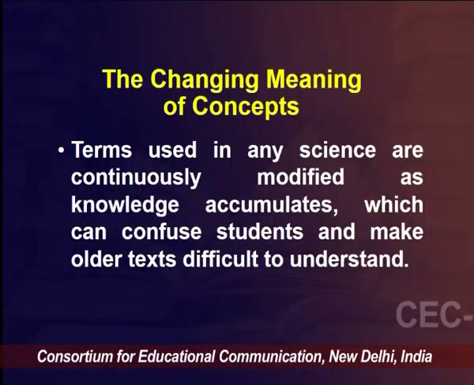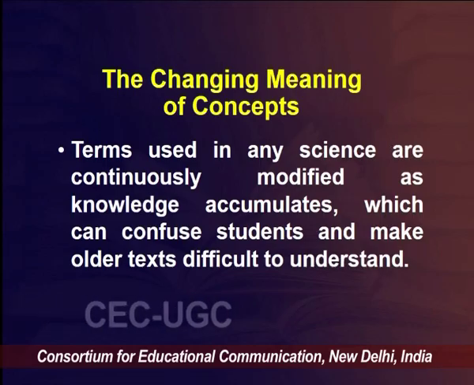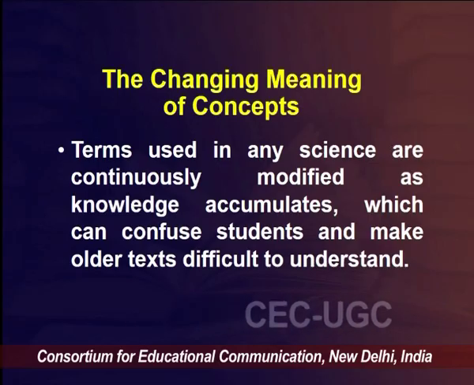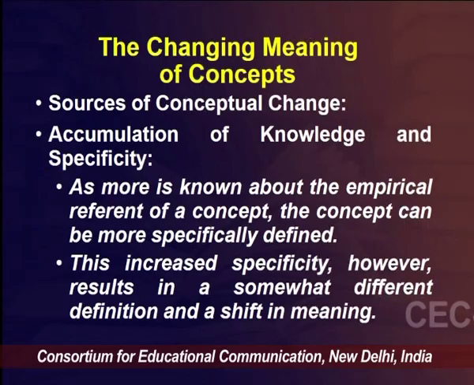So, that implies that through research certain vague, unclear concepts get clarified, revised, and reconceptualized. So, the changing meaning of concepts is also important. Terms used in any science are continuously modified as knowledge accumulates, which can confuse students and make older texts difficult to understand. Sources of conceptual change are: number one, accumulation of knowledge and specificity.